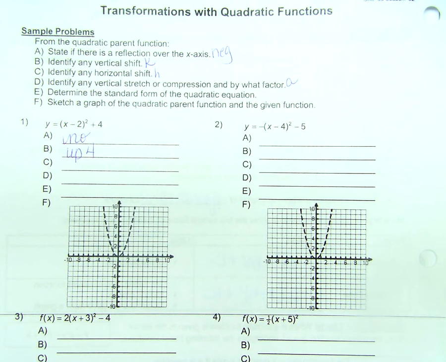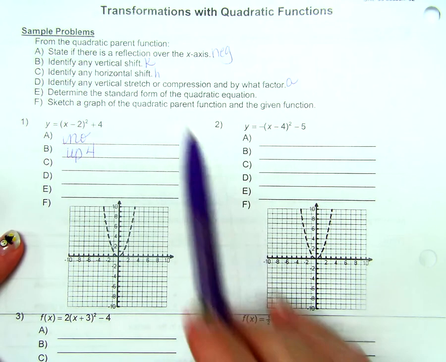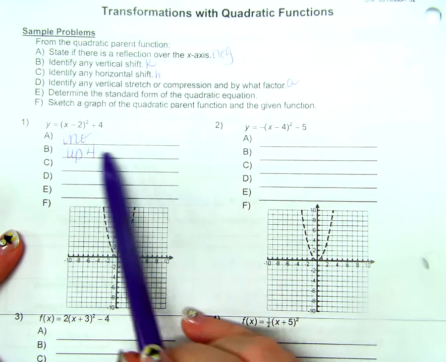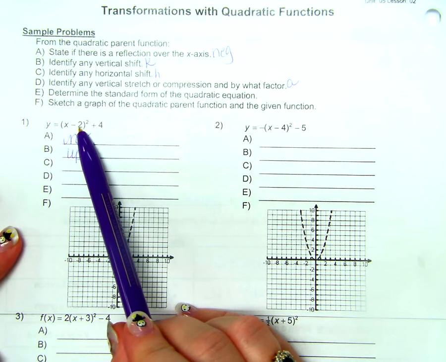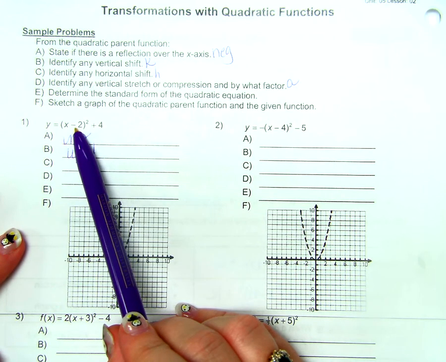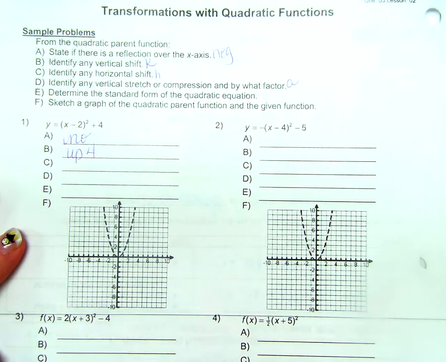What about c? Horizontal shift. Is there a horizontal shift? The h, the number inside. Okay, so which way is it moving? Left or right? And we want it to move right 2.